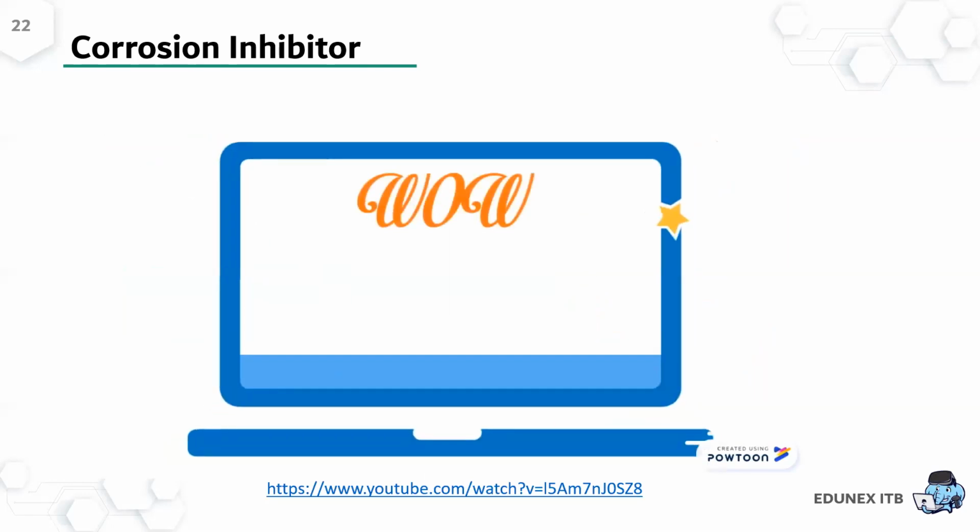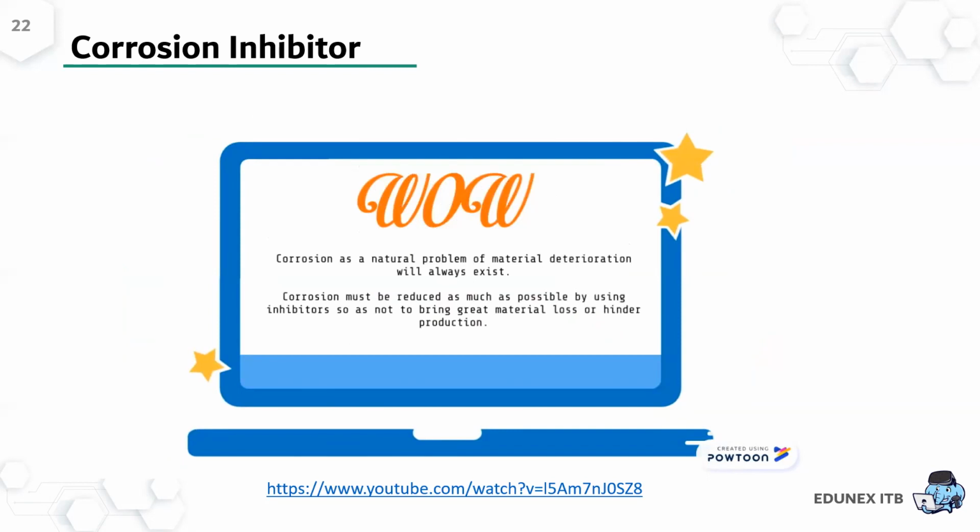Wow! We have learned so much today. We now know that corrosion is a natural problem of material deterioration that will always exist, and corrosion must be reduced as much as possible by using inhibitors, as to not bring great material loss or hinder production. Let's inhibit corrosion.